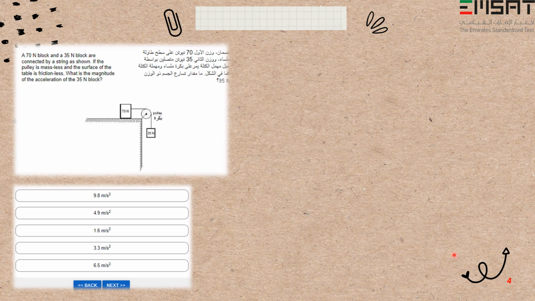Question 4. A 70 Newton block and a 35 Newton block are connected by a string as shown here. So we have two blocks connected to a pulley. If the pulley is massless and the surface of the table is frictionless, what's the magnitude of the acceleration of the 35 Newton block? So we need to calculate the acceleration of this block. So I'll remind you of chapter 4 in grade 11.